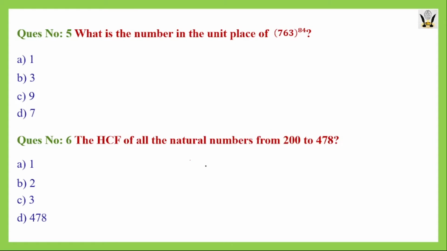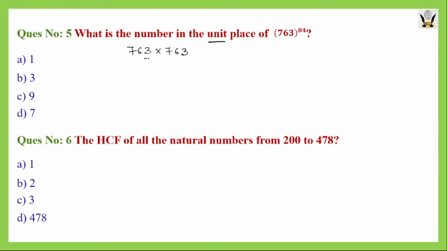Now the next problem says: what is the number in the units place of 763 to the power 84? By looking at the power, it looks like a big problem which may take more time, but it is not, if we apply this trick. When 763 is multiplied by another 763, we are focusing on the digit at the units place, not the real value of the multiplication.